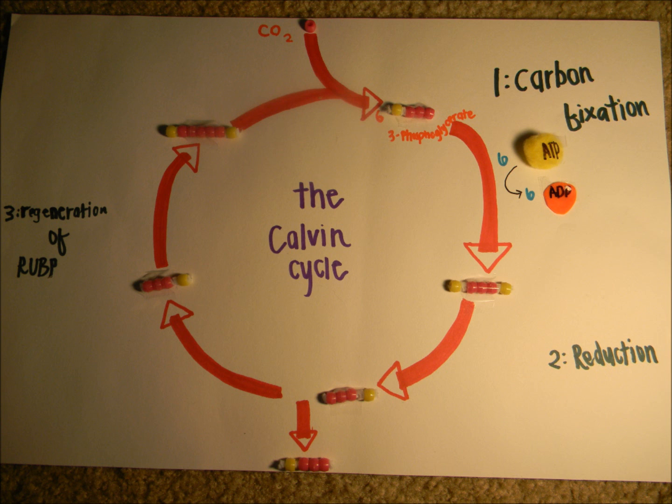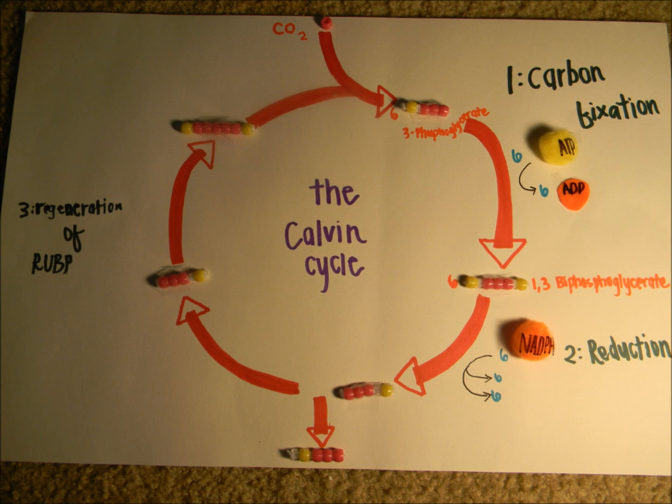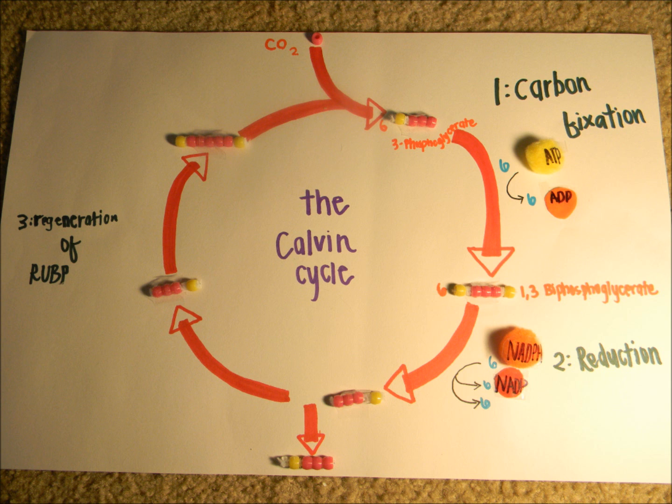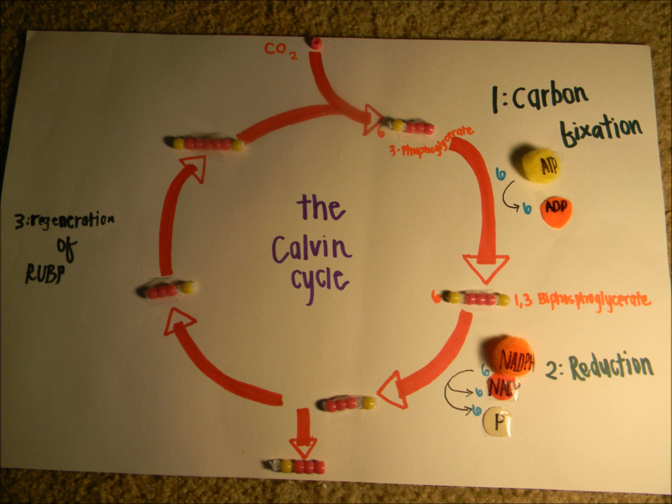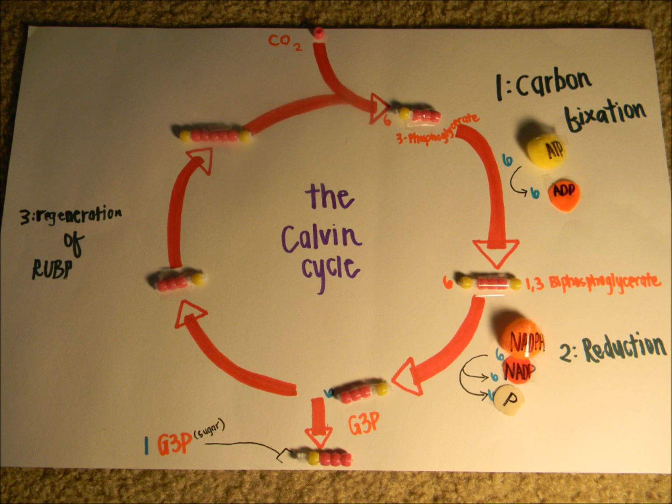In reduction, the phosphate from ATP is combined with the 3-phosphoglycerate to form 1,3-biphosphoglycerate, and then transforms into 6 G3P molecules. This reaction is powered by the oxidation of NADPH to NADP and an inorganic phosphate. One molecule of G3P exits the cycle, and the remaining 5 are recycled to regenerate the 3 molecules of RUBP.